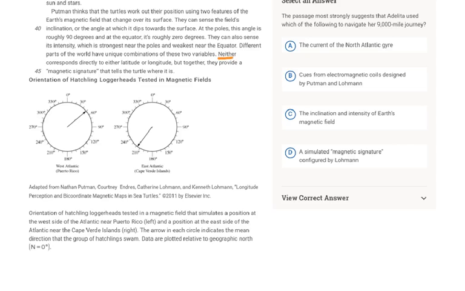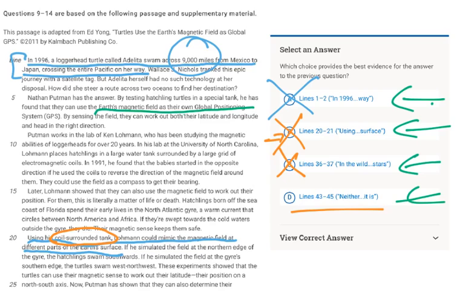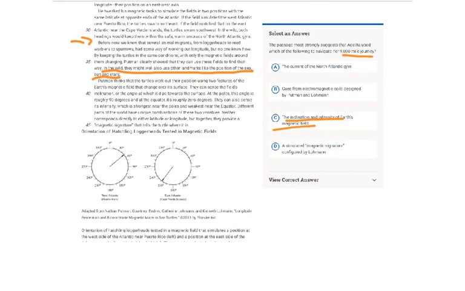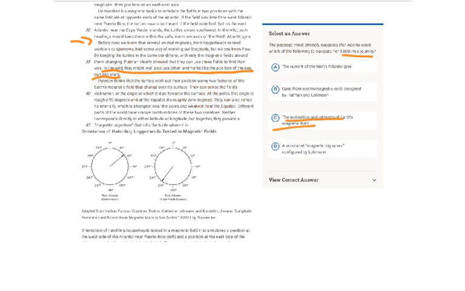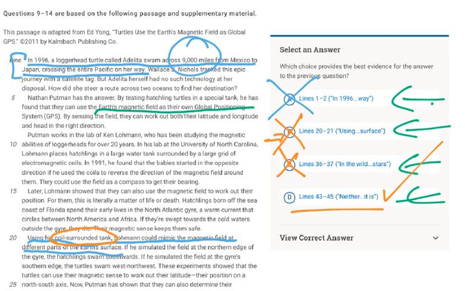Hold on, let me make sure I'm reading this right. Okay. Neither corresponds directly to either latitude or longitude, but together they provide a magnetic signature that tells the turtle where it is. Well, that is pretty specific, and hence, that is the answer.